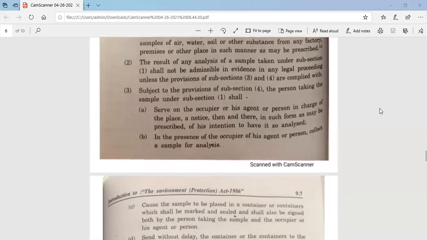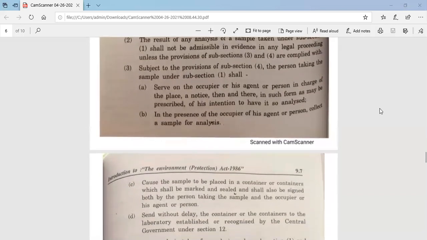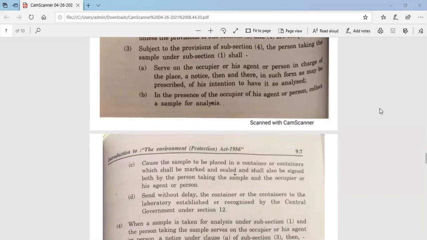The result of any analysis of the sample taken under subsection 1 shall not be admissible in evidence in any legal proceeding unless the provisions of subsections 3 and 4 are complied with. Subject to the provisions of subsection 4, the person taking the sample under subsection 1 shall serve on the occupier, his agent or person in charge of the place, notice in such form as may be prescribed of his intention to have it so analyzed.